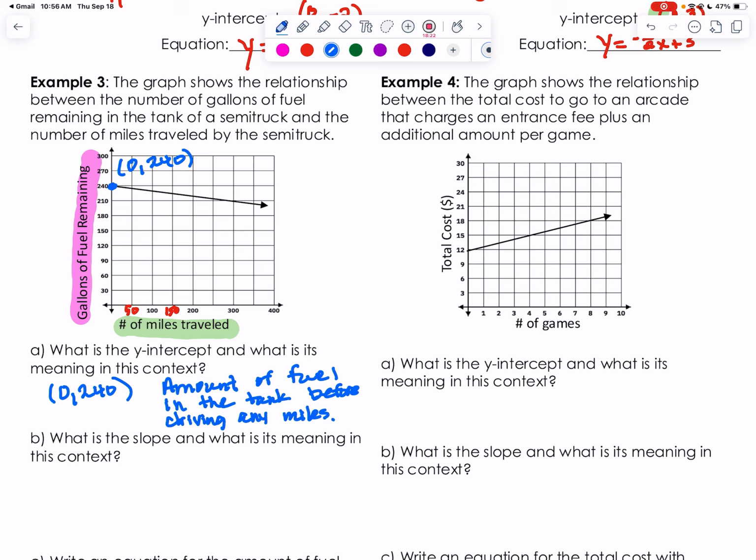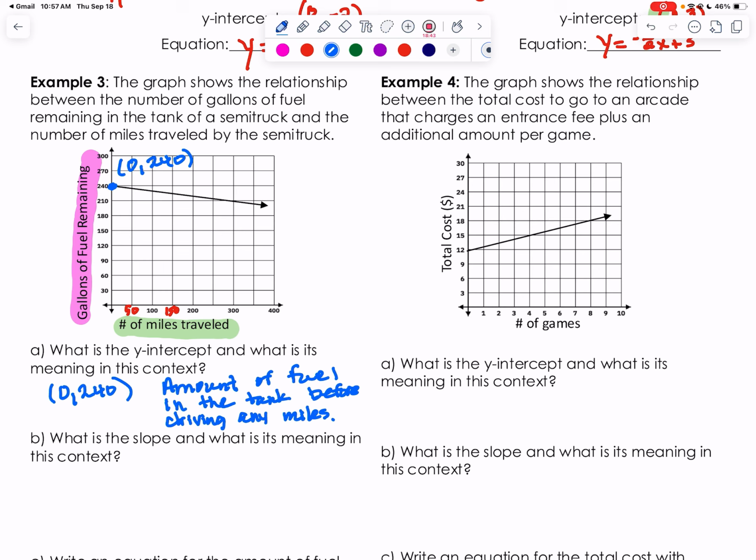miles. Now, there's lots of different ways that you can express that idea. And so just in your own words, when you answer problems like this on your homework assignment, you're just going to answer it in your own words. But as long as you have the idea that it was the original amount of fuel in the tank, you're good as far as an answer.